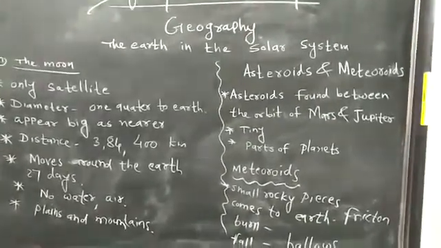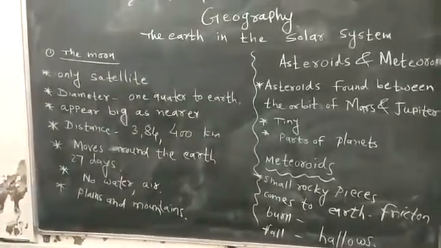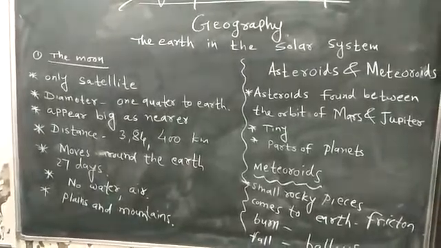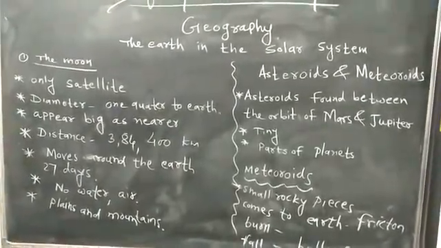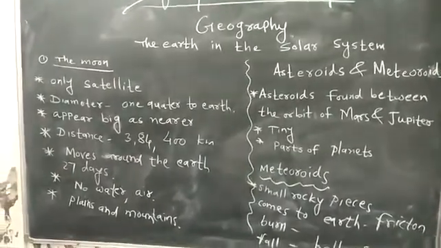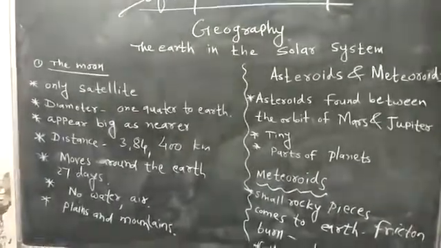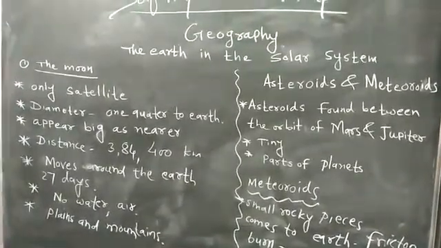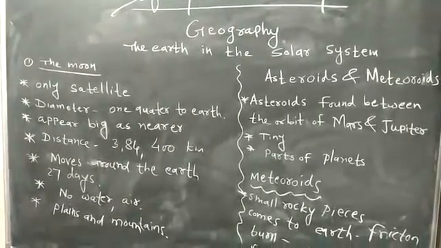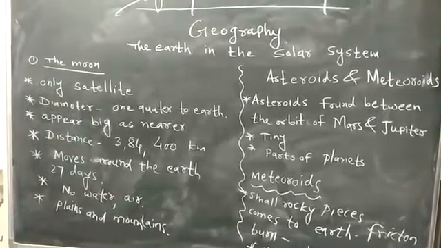So we have here some information about the moon. The diameter of the moon is only 1/4 of the Earth. Then the question arises: how does it look big? It looks big because it is nearer to us as compared to other celestial bodies. So that's why we are able to see a large moon.